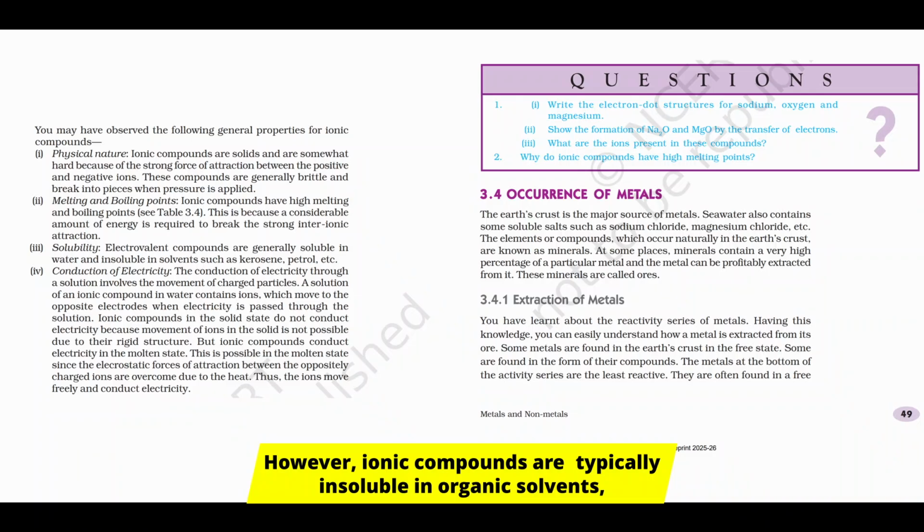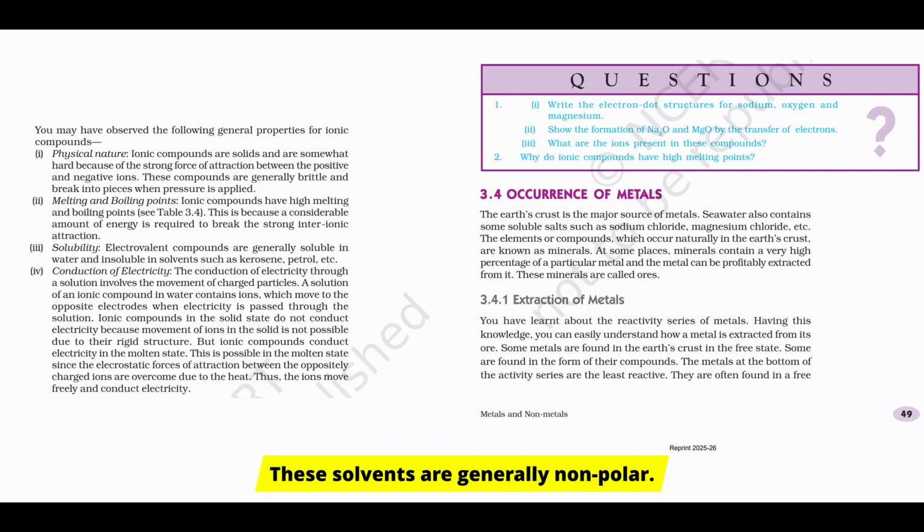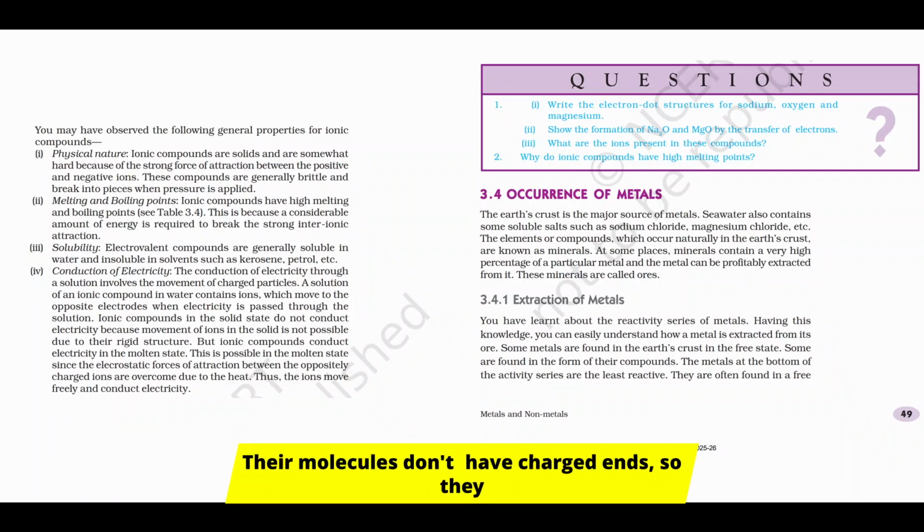However, ionic compounds are typically insoluble in organic solvents like kerosene, petrol, ether, benzene, etc. These solvents are generally nonpolar. Their molecules don't have charged ends, so they can't effectively interact with and separate the ions. This difference in solubility is a key characteristic.